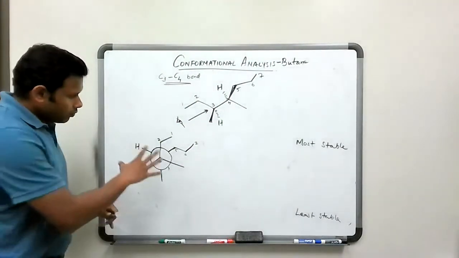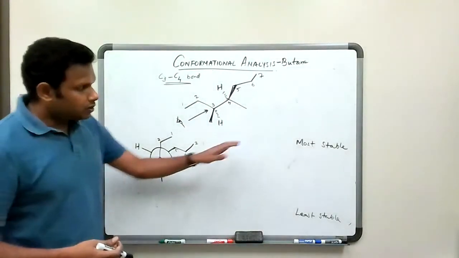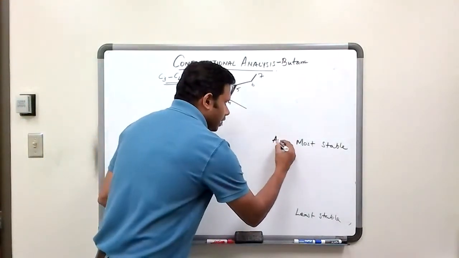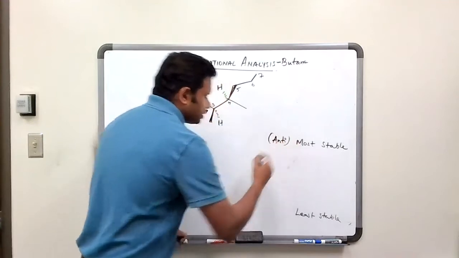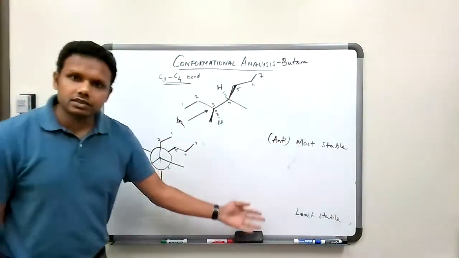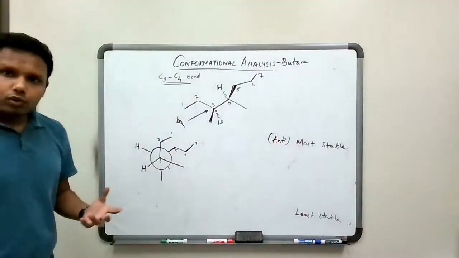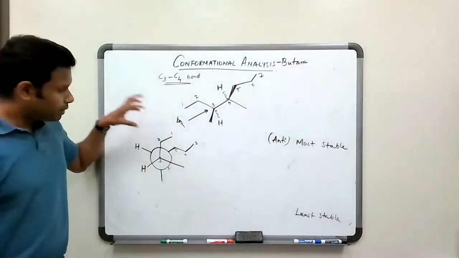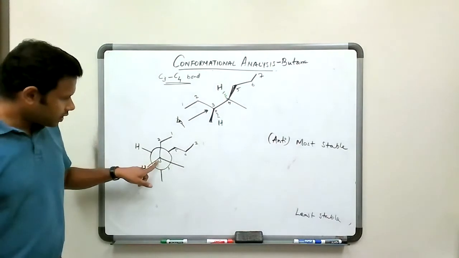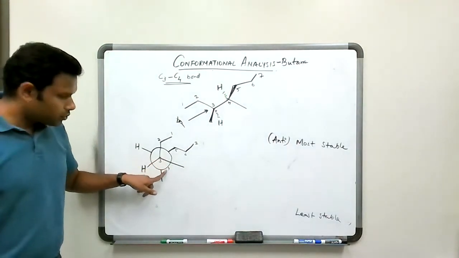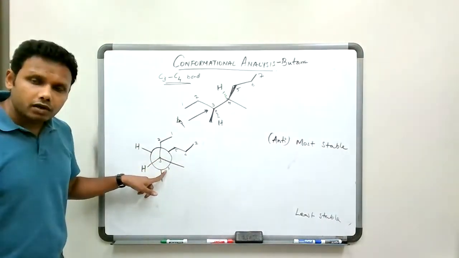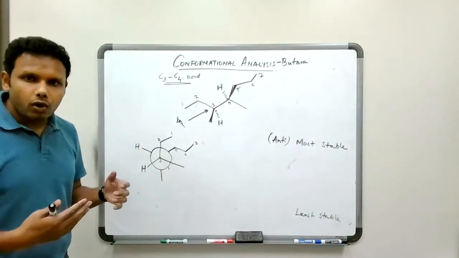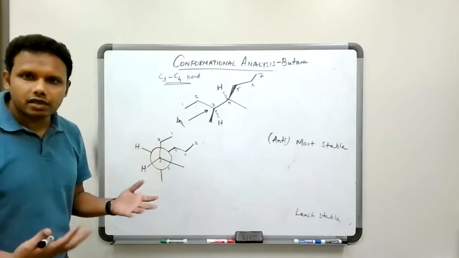Now, once I've done this, I have to draw the most stable conformation, which means I have to draw the anti-conformation, and then I have to draw the least stable conformation. The most stable conformation is going to be the one where the biggest group on the front carbon and the biggest group on the back carbon are at a dihedral angle of 180 degrees from each other, or they're across from each other, anti to each other.